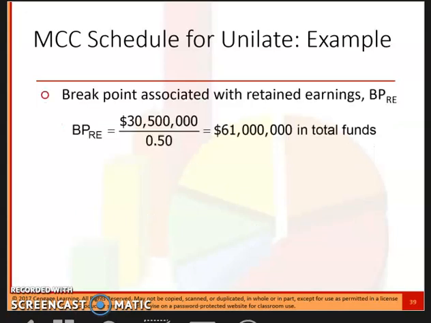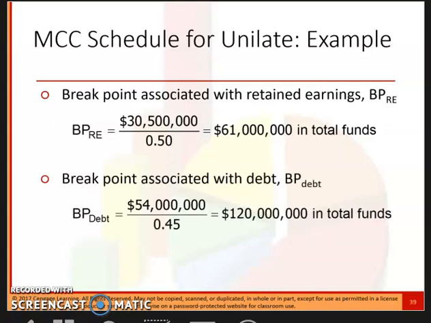So the breakpoint for retained earnings is the 30.5 million divided by the percentage invested in common equity. So 30.5 million, so the total would be 61 million. That was actually shown in the slide, but not necessarily explained previously.